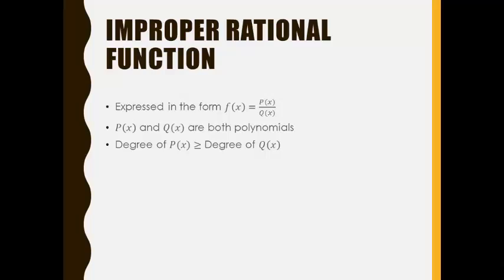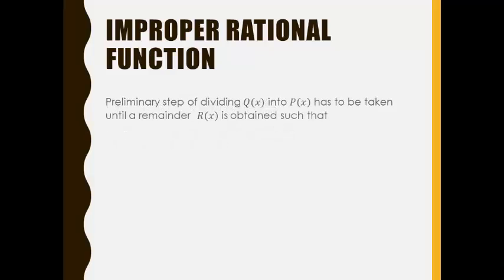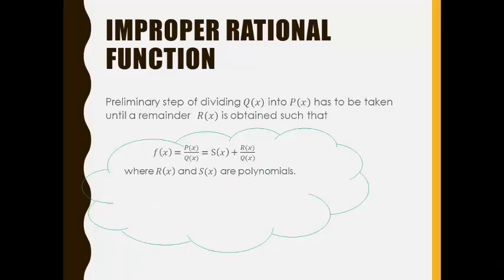In an improper rational function, the degree of p(x) is greater than or equal to the degree of q(x). We need to divide q(x) into p(x) such that the rational function can now be expressed as f(x) equals s(x) plus r(x) over q(x), where s(x) and r(x) are polynomials and r(x) is the remainder.